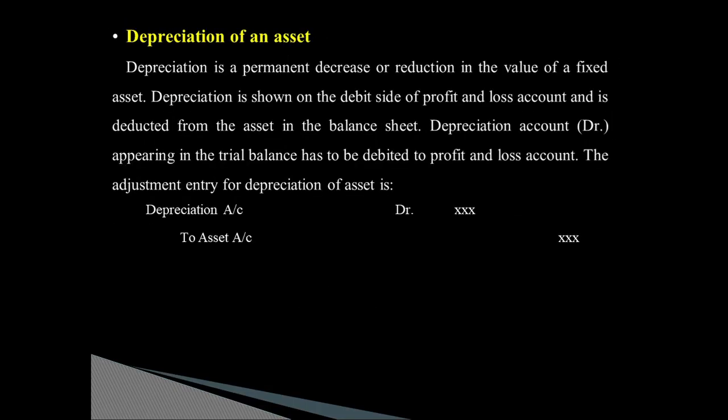Next one is depreciation of an asset. Depreciation of an asset is nothing but the decrease in value of an asset due to the continuous use of the asset. It is shown on the debit side of the profit and loss account and on the balance sheet deducted from the concerned asset account. The journal entry for this one is depreciation account debit to asset account.